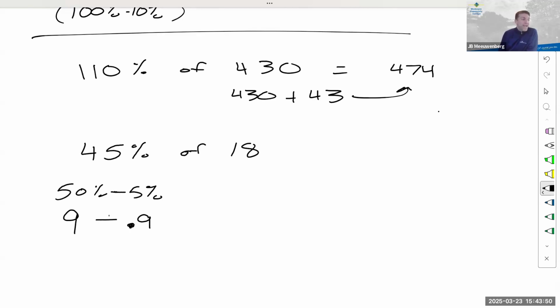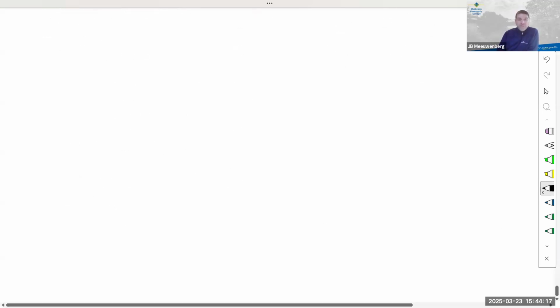0.9. It's 1/10 of 50%. So 9 minus 9/10 is going to be 8.1, 8 and 1/10. So that one was certainly a little more challenging. But maybe you are seeing that now. So again, some strategies for using those substitutions when you're doing percentage calculations.